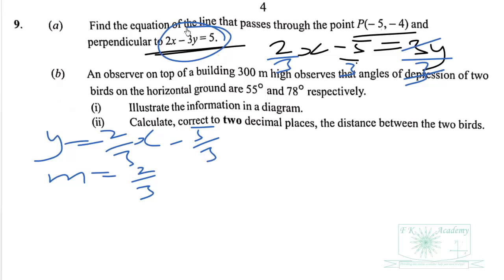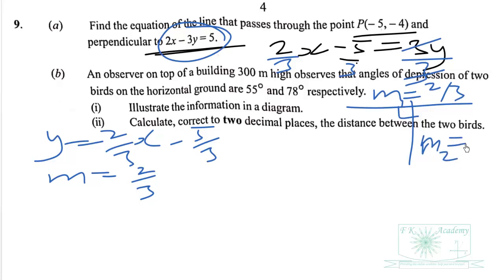But we want the gradient of a line that is perpendicular to it. So let's say this is having m to be 2 over 3. We want another line that is perpendicular to it. So for that one, the gradient will be the negative reciprocal of 2 over 3. Let me call it m2. This one is m1. So the negative reciprocal of 2 over 3 will be equal to negative 3 over 2.